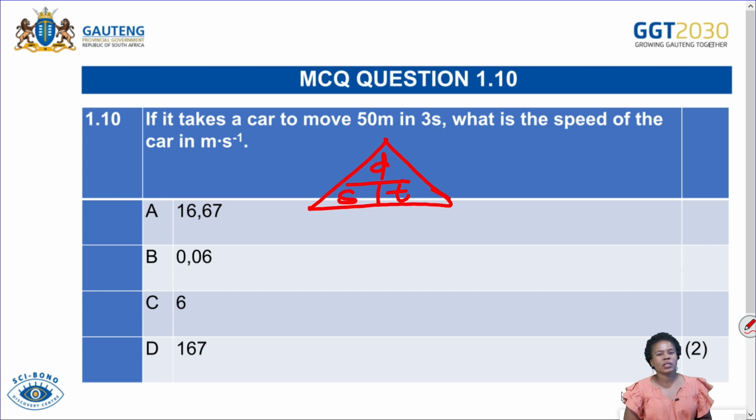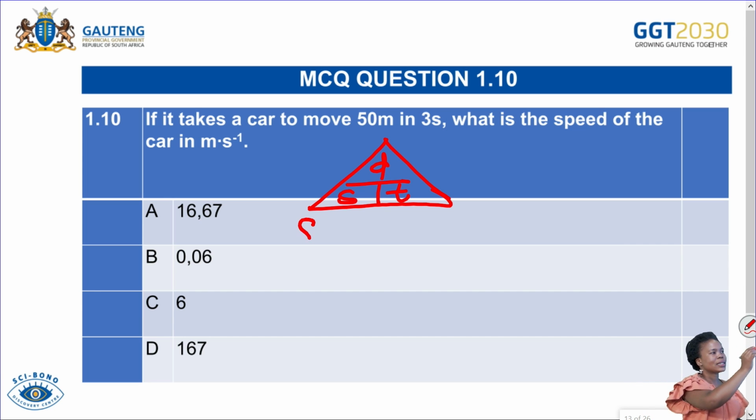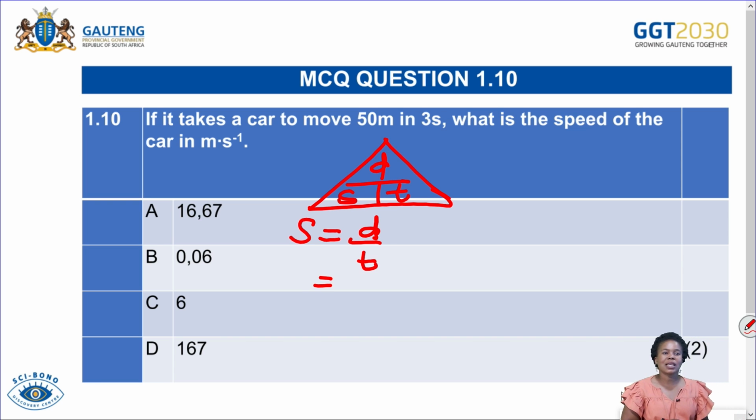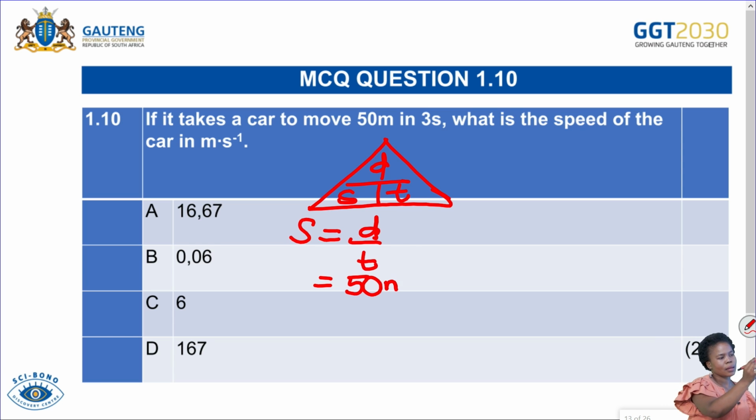However, now you're looking for the speed. For the one that you want, you close it. You're looking for speed. So if I close S, which is representing speed, I'm left with distance over time. So speed is distance over time. Therefore, what is my distance? Distance that I'm given is 50 meters, and the time that I'm given is 3 seconds.